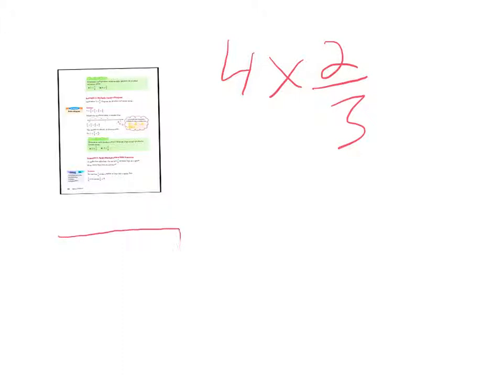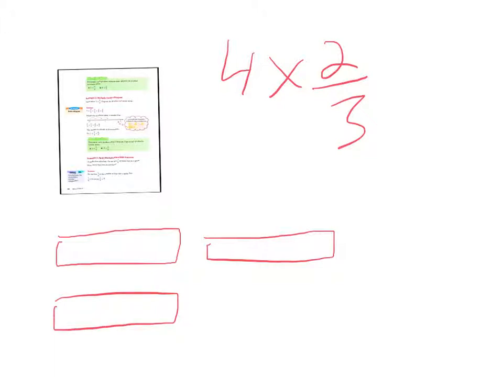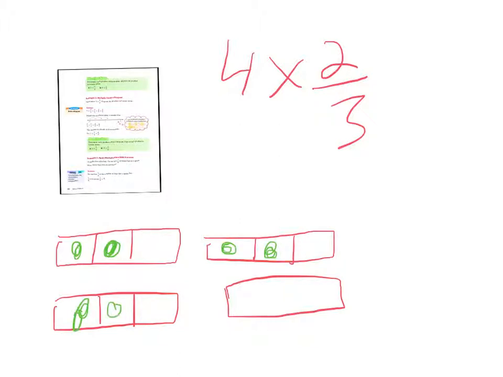So I'm going to draw 4 rectangles. 1, 2, 3, 4. I'm going to divide those into thirds. And I'm going to shade in 2/3 of each. Oh, I forgot to divide one over there.